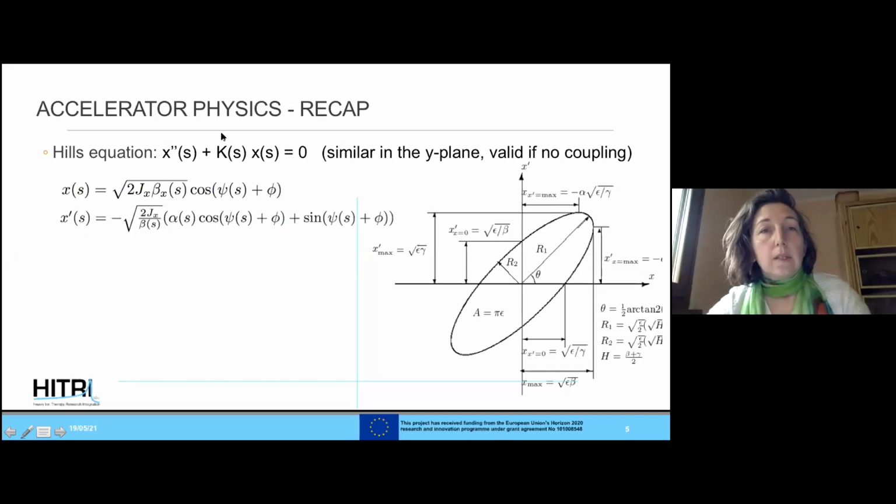Okay, now since it's similar to the harmonic oscillation, the solution will also be similar. But because the frequency of oscillation depends on the longitudinal coordinate, also the amplitude and the phase will depend on S. Okay, we call it pseudo-harmonic. Now, if you write the solution, so for the position and for the divergence, you see that this represents an ellipse, and this is the ellipse that you saw yesterday from Mariusz.